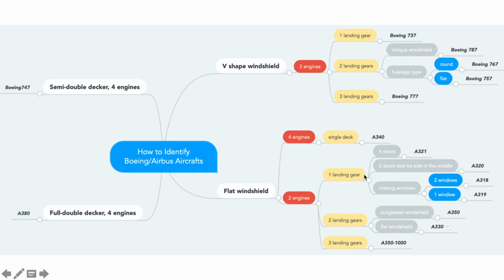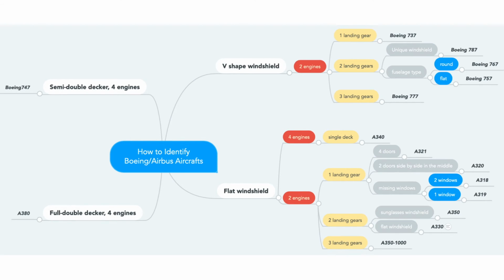One pair of landing gear, two doors side by side in the middle, that's A320. One pair of landing gear, two missing windows, that's Airbus A318. One missing window, that's A319. Two engines with two pairs of landing gears, sunglasses windshield, that's A350. Two pairs of landing gears, flat windshield, that's A330. But A330neo also has a sunglasses windshield, but it's slightly different from the A350.